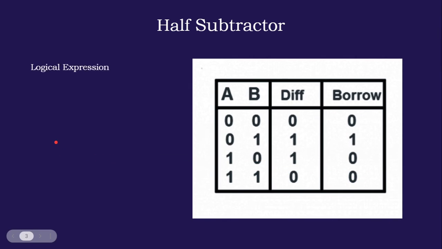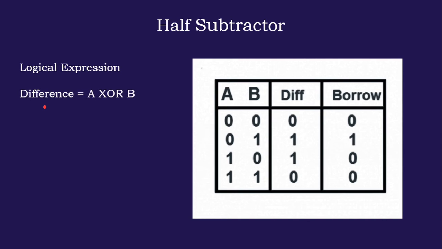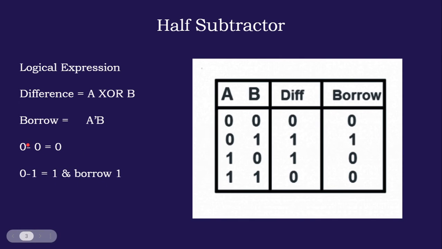So for this we have to draw the Karnaugh map. The logical expression is: difference is formed by the XOR between A and B, and borrow is A bar B. So how do we get these equations? Let us see how it is done using the Karnaugh map. This is the simple rule of subtraction: 0 minus 0 is 0, 0 minus 1 is 1 with a borrow 1, 1 minus 0 is 1, there is no borrow, and 1 minus 1 is 0 with no borrow.